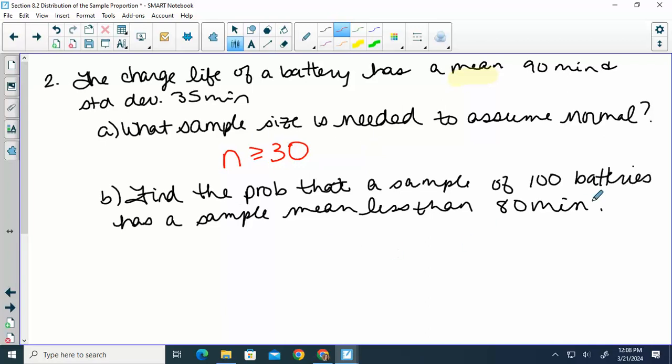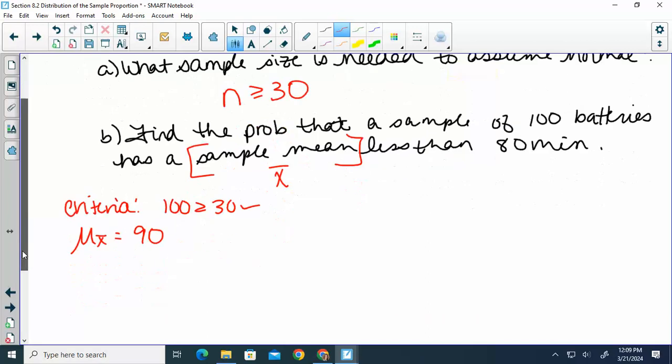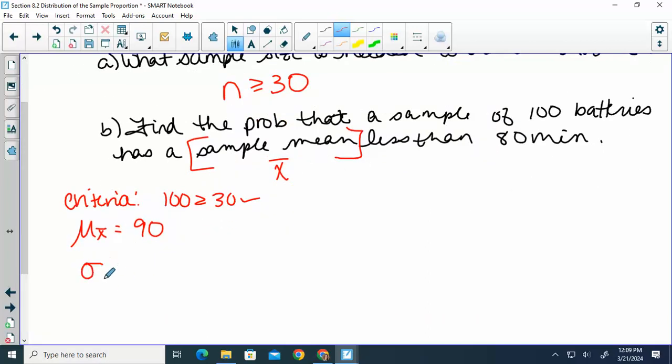Okay, find the probability that a sample of 100 has a sample mean less than 80 minutes. So when I see sample mean, that tells me I'm talking about the x bars. You have to check your criteria, which we already said had to be greater than 30, so 100 is bigger than 30, so we're good there. The mean for the sample means is the same as what? The population mean, which was 90. How do we get the standard deviation for a sample mean?